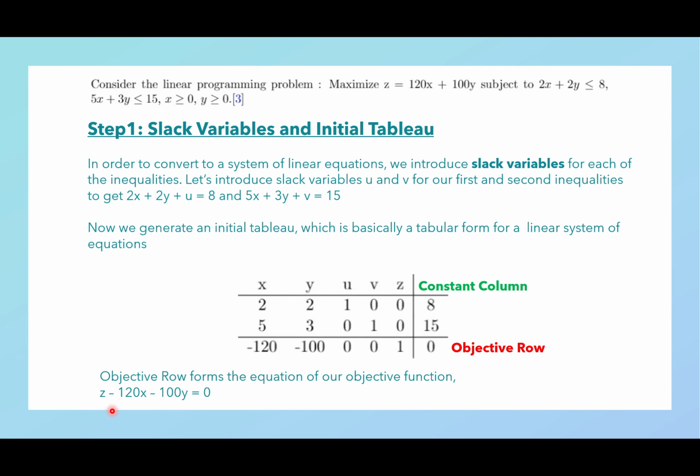Now, one other equation that we require to form our linear system is our objective function. So the idea is to basically take everything to one side and you get this equation. The first two rows of the table that is formed here represent our inequalities, our constraints, and the last row, also known as the objective row, represents our objective function. Now you're going to have to remember this row, because we're going to visit this quite often.